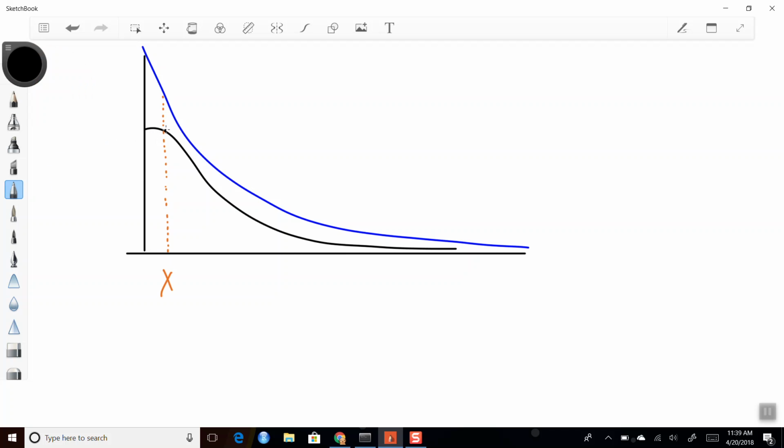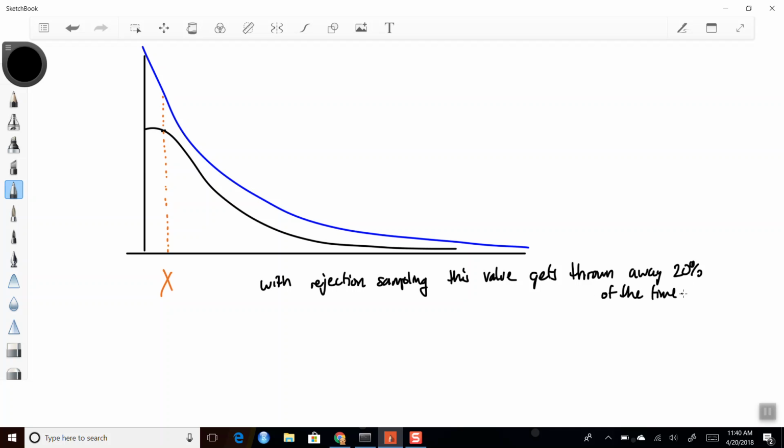So according to rejection sampling, maybe, I don't know, 20% of these values get thrown away. With rejection sampling, this value gets thrown away 20% of the time.